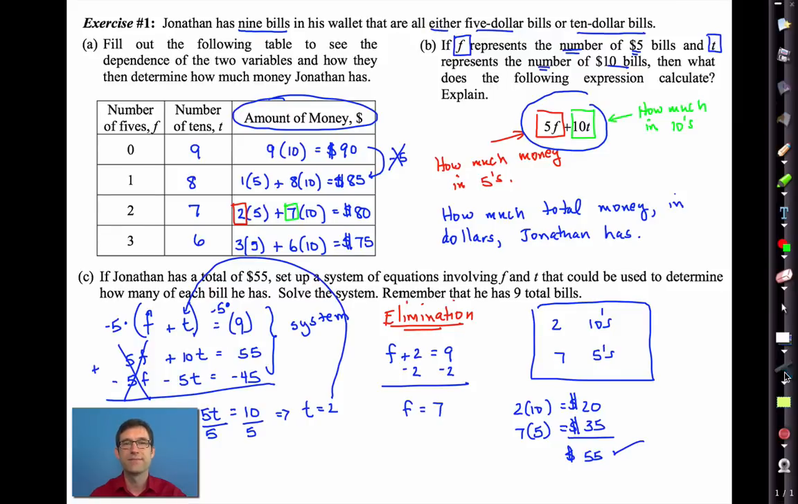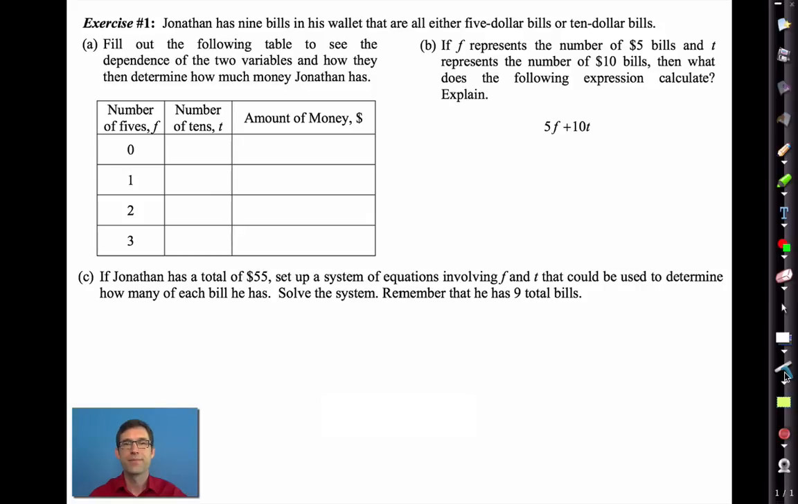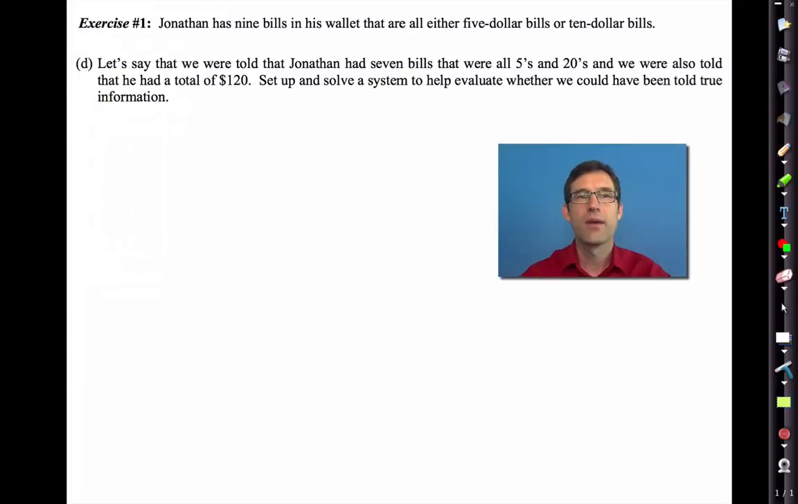All right, here we go. Continuing with this problem. Letter D says, let's say that we were told that Jonathan has 7 bills. So really all of this is irrelevant now. Now Jonathan has 7 bills, and they're all 5s and 20s. And we're told that he has a total of $120. It says, set up and solve a system to help evaluate whether we could have been told true information. That seems a little bit weird. I mean, why would this be false? Right? Well, let's do it.